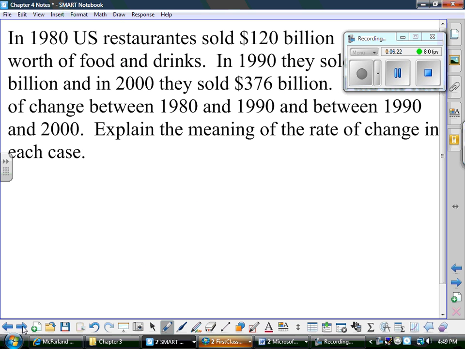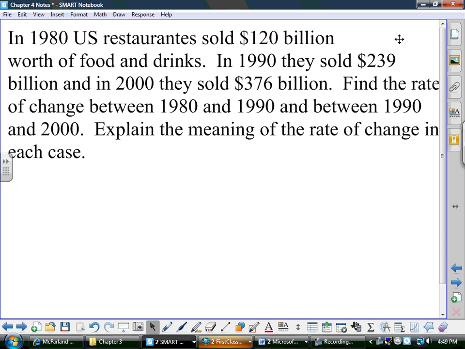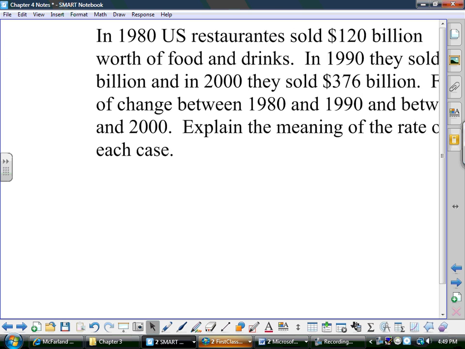Here's a word problem involving slope. In 1980, U.S. restaurants sold $120 billion worth of food and drinks. In 1990, they sold $239 billion. And in 2000, they sold $376 billion. Find the rate of change between 1980 and 1990.